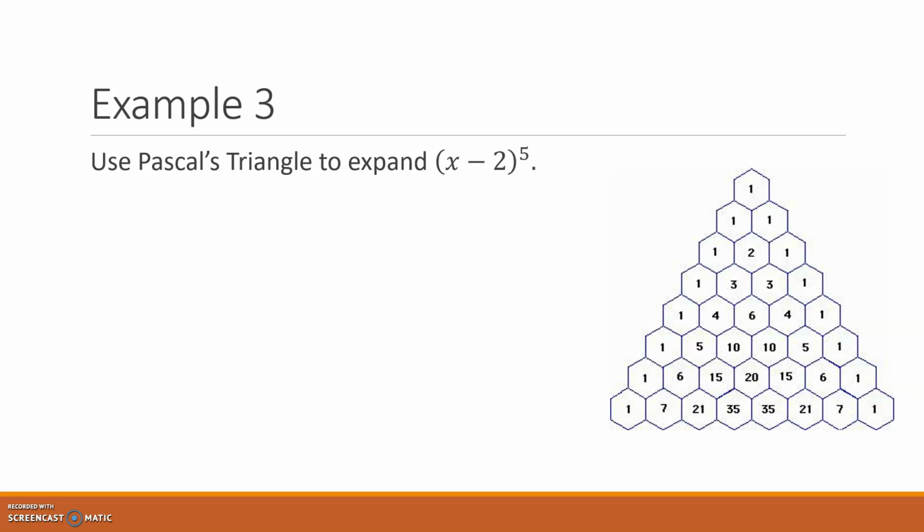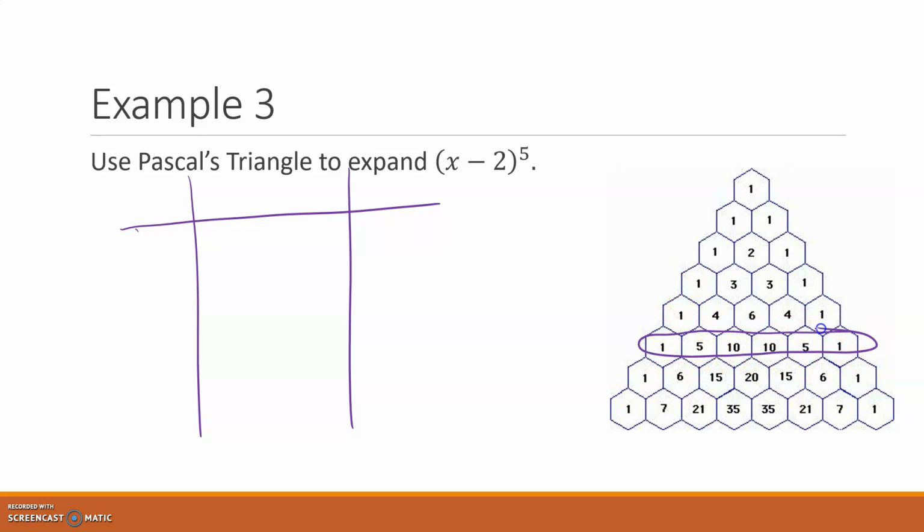All right. So here I'm going to have an exponent of 5. So tell me about my coefficients. What am I using? 0, 1, 2, 3, 4, 5. I'm using this row right here. You can also look at the second number. Since it's a 5, it needs to be a 5 here. So I'm going to have 1, 5, 10, 10, 5, and 1.